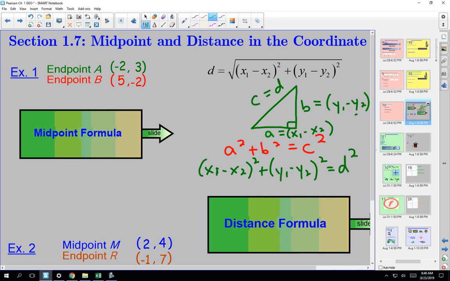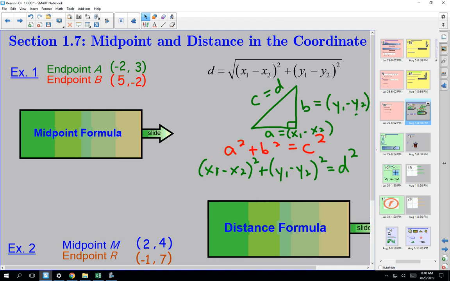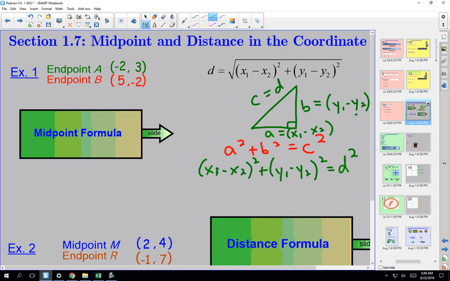How do I get it to the final stage of the distance formula? There's a little algebraic step here. What do I have to do to each side of the equation to get rid of the square? It's a square root, right? So the final step here is to take the square root of each side. And when I do that, out pops the distance formula.